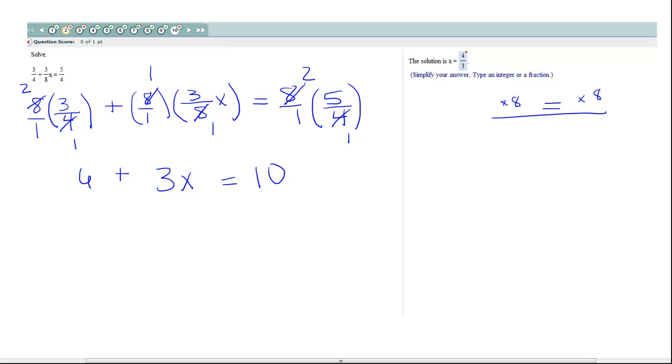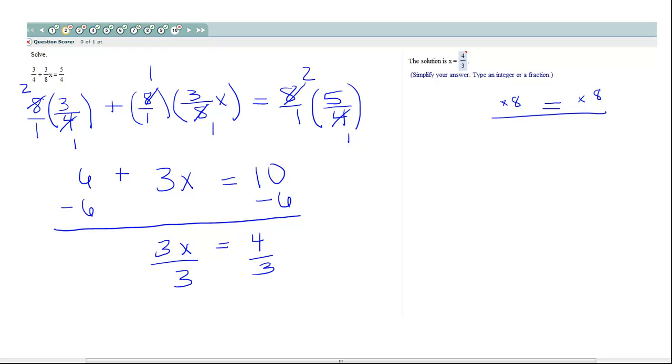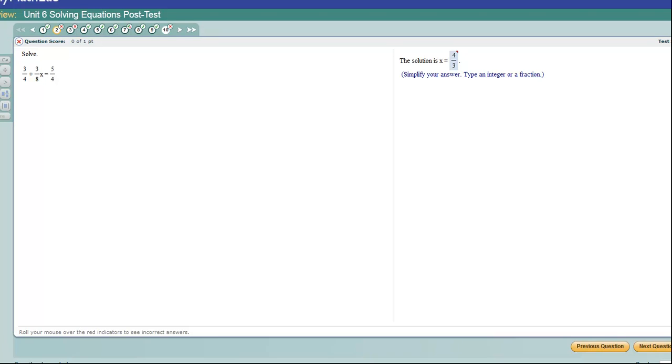Then I have a regular equation, and I can just solve it. I subtract 6 off both sides. What I do to one side of the equation, I do to the other, and then I'm just left with 3x on this side equals 4, because 10 minus 6 is 4. Then I divide both sides by 3, and I have x equals 4/3, which is the answer. Hope that makes sense. And then let's see, number 3.